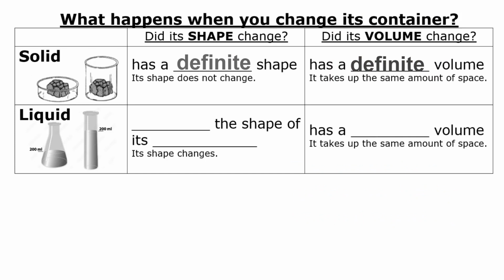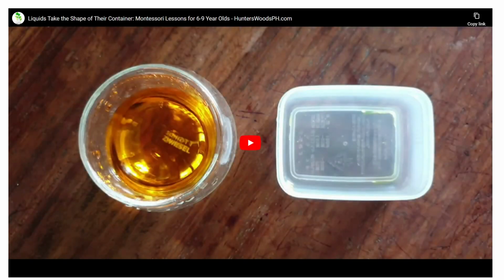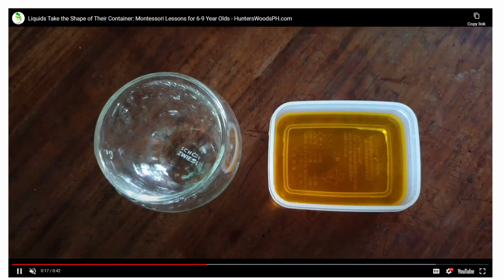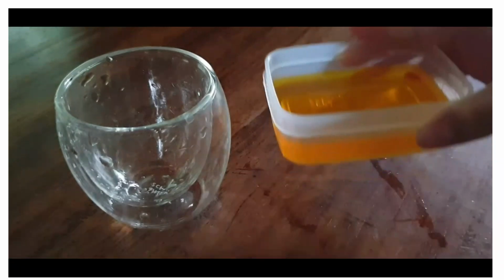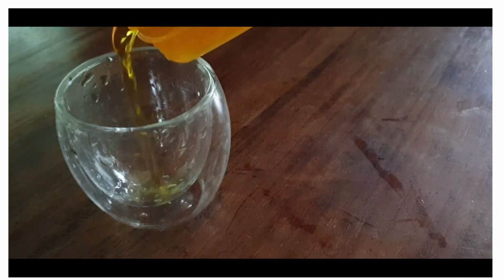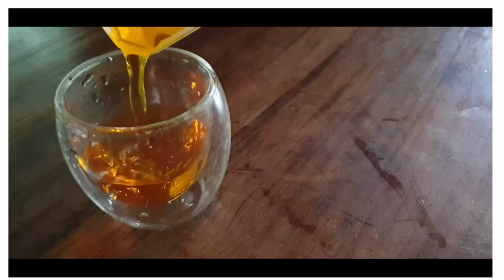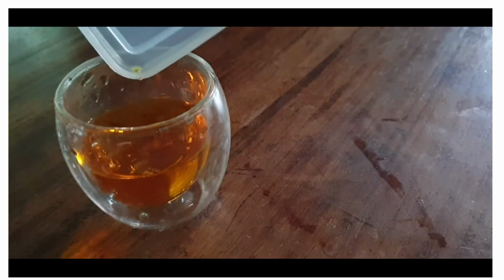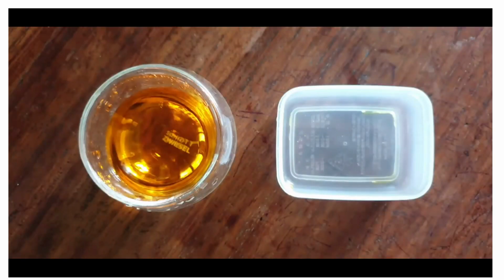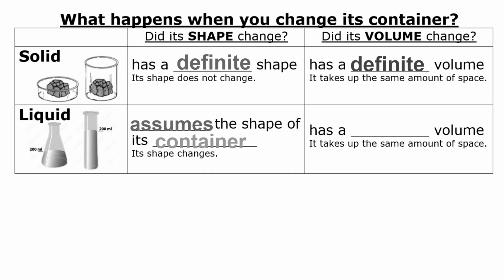For liquids, it assumes the shape of its container. That's a scientific way of saying its shape changes. So here we have some water with some food coloring in it, so it's easy to see, and it's starting out as a rectangle. And then when I pour it into a cup, notice that the liquid's shape changes. Now it's shaped like a circle. So liquids assume the shape of their container.